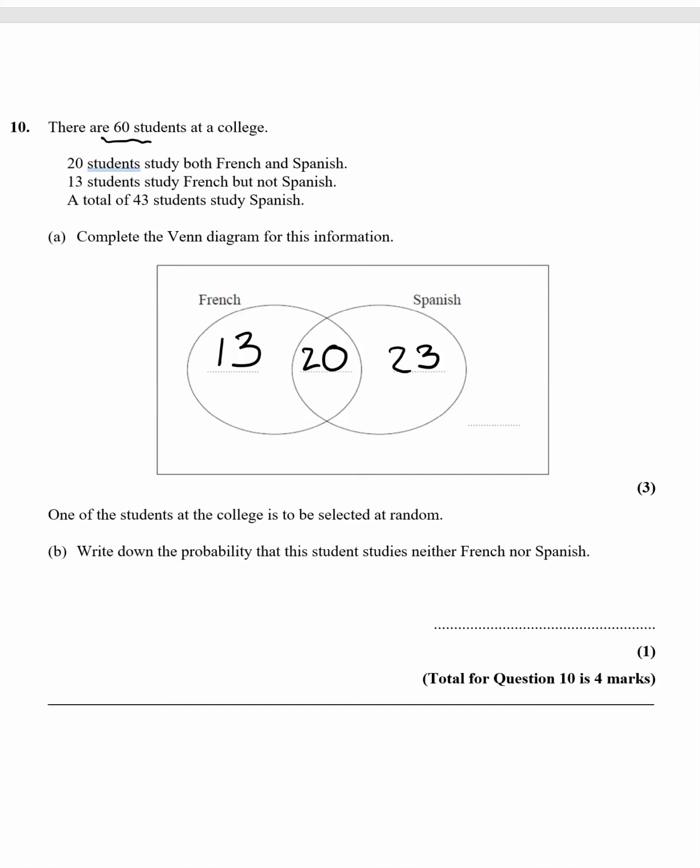Now, we haven't used the fact that there's 60. So if we add these together, 23, 20 and 13, we get 56, which means we've got 4 left over, 4 on the outside. And that's your completed Venn diagram.